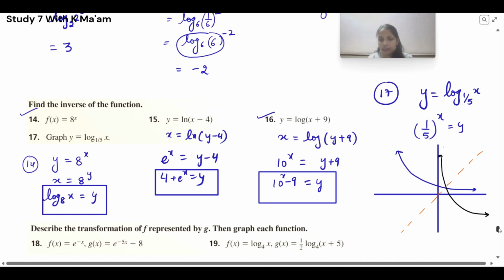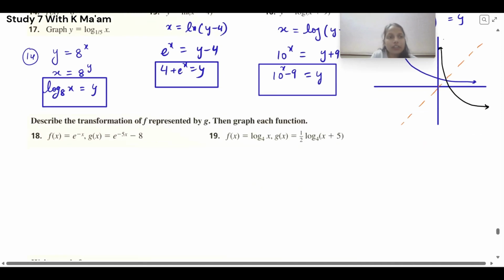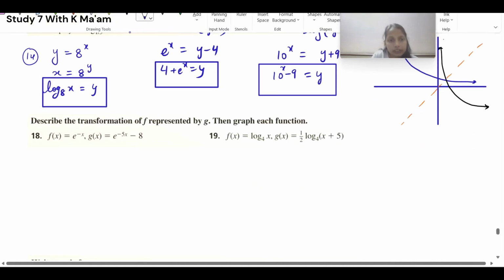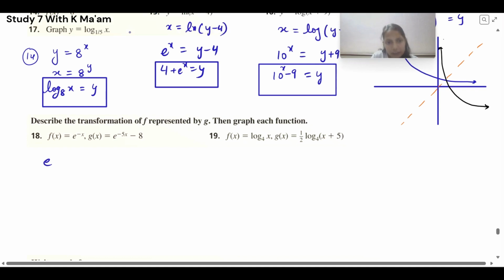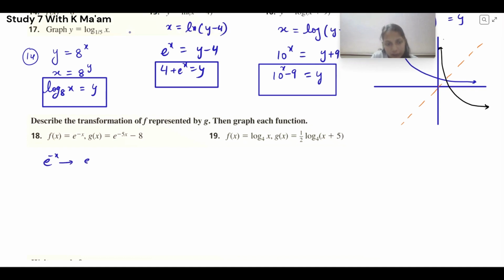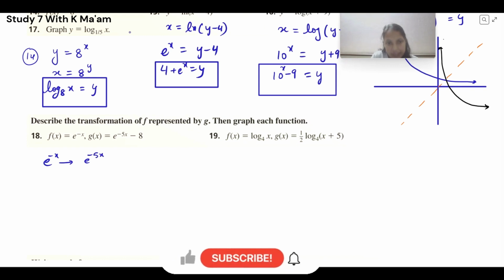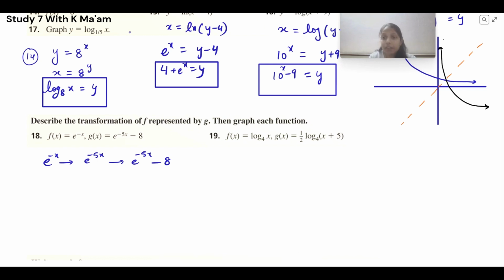Next we have this. Describe the transformation. You see, e power negative x changed to e power negative 5x. Then it changed to e power negative 5x minus 8. What is changed here? x is multiplied by 5. Whenever x is multiplied by 5, it's a horizontal shift and shrink. The number is greater than 1, so therefore it's a horizontal shrink.